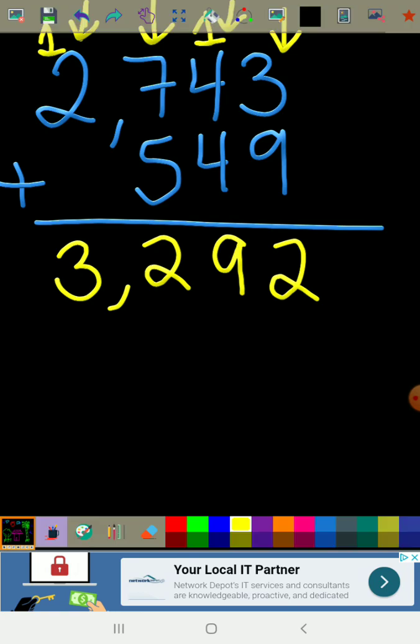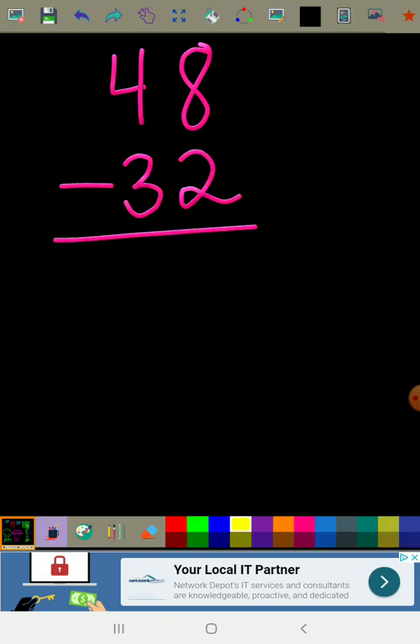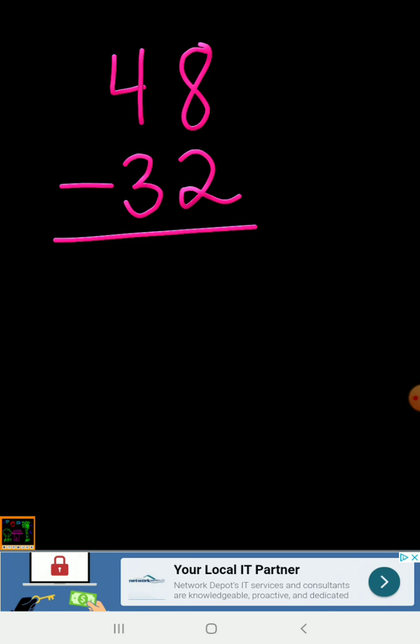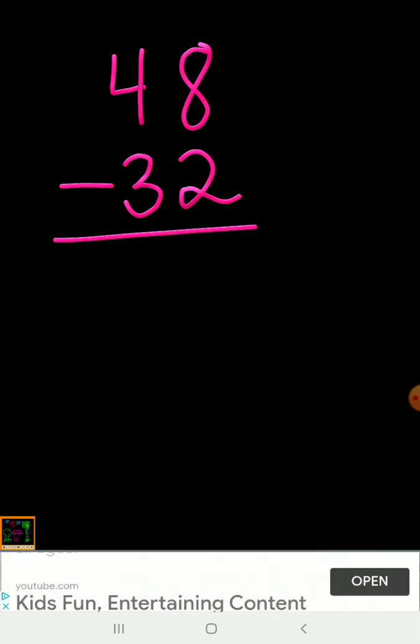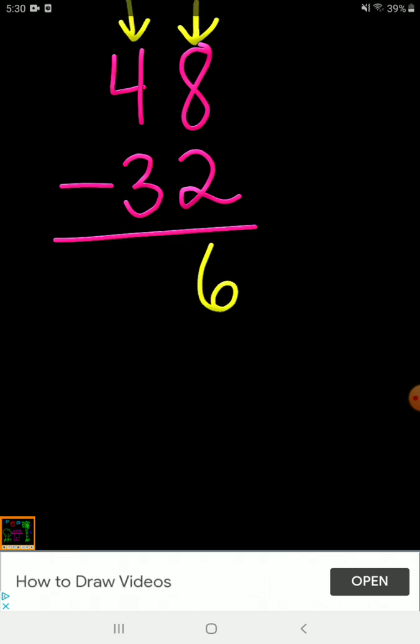Alright, so similar for subtracting. So if we have, let's do 48 minus 32. So this one, again, always start from the right. 8 minus 2 is 6. And then 4 minus 3 is 1. So 48 minus 32 is 16.